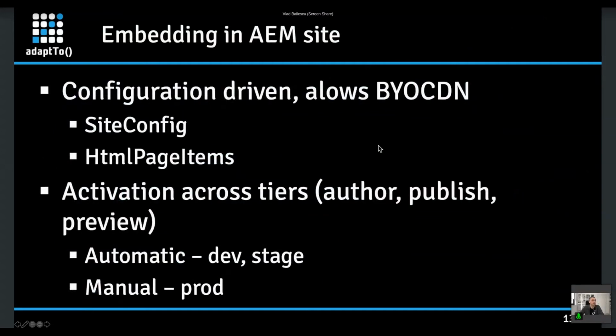So embedding everything into AEM is configuration driven. It even allows for bring your own CDN. It's just about updating the site config and the HTML page items config. Those are context-aware configurations. And at the moment, the activation is immediate across all tiers. We will later probably have an option to have automatic activation only on dev or stage. That's on you to decide, and maybe have some manual steps or pre-checks for activating it on production.